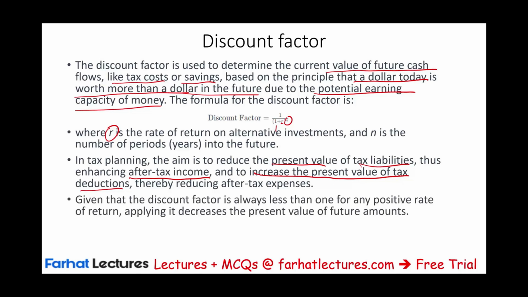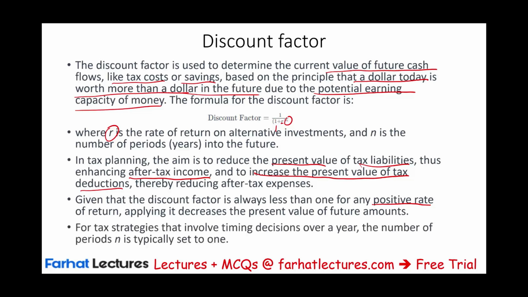Well, given that the discount factor is always less than 1, the present value of $1 is always less than 1 for any positive rate of return. Applying it decreases the present value of the future amount. And we're going to see what that means. It means once you take this present value and apply it, meaning multiply it by the amount that we are either getting the deduction or the savings for, it's going to be less. It decreases the present value.